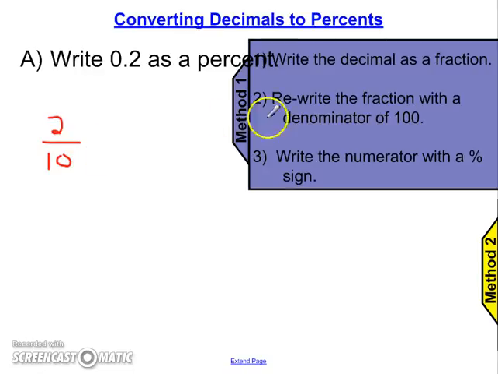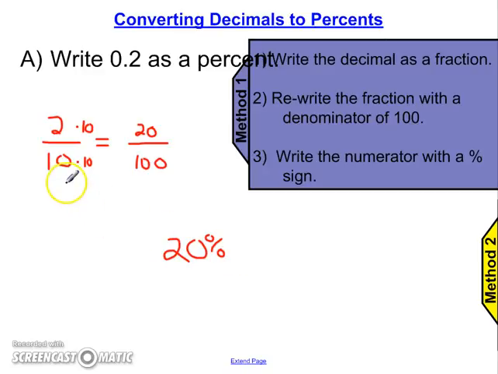We're going to rewrite now. If we go to number 2, let's rewrite this fraction with a denominator of 100. Well, in this particular case, I know that if I multiply 10 by 10, I get 100. So my equivalent fraction, if I multiply the numerator by 10, would be 20 hundredths. And number 3 here, write the numerator with a percent sign. So we're just going to pull that numerator out, 20%, and there we go. Okay, so that is method number 1.